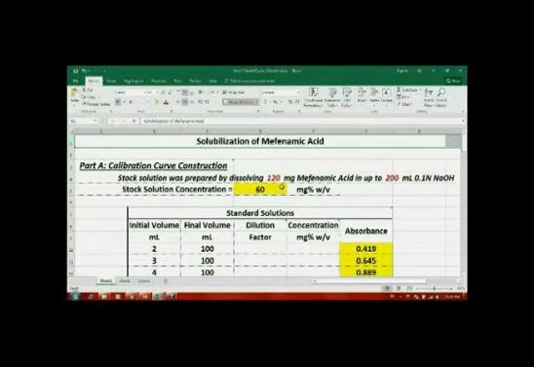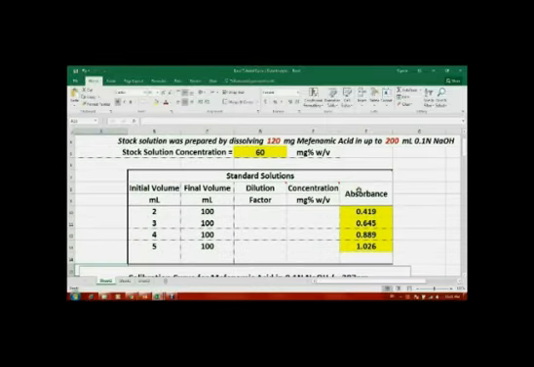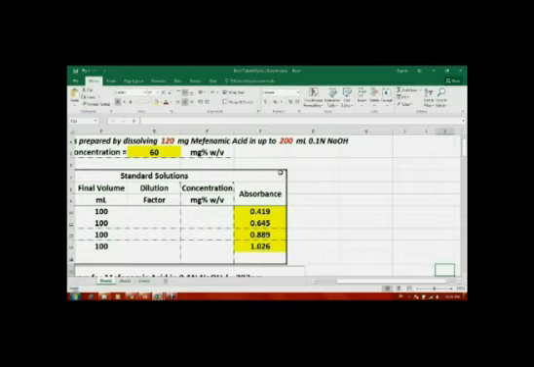To do so, start with calculating the concentration of the stock solution. It should be equal to the amount measured from mefenamic acid divided by the final volume of the prepared stock solution times 100%. This will differ based on your section. Use milligram percent weight per volume unit. The shown numbers are not necessarily your numbers. These were selected randomly.